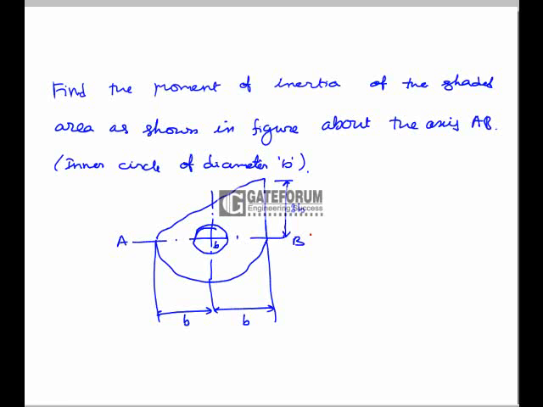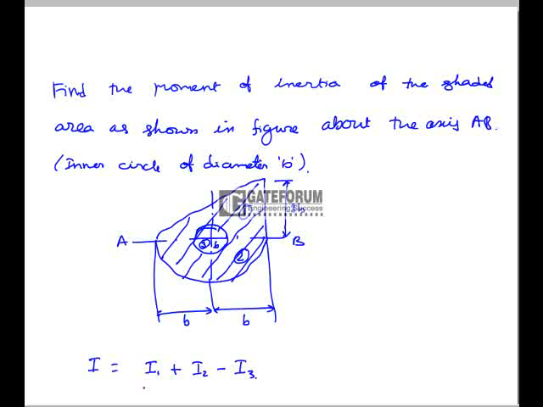The moment of inertia of the shaded area as shown in the figure about axis AB. So here this is the shaded portion of the given diagram. Now divide this portion into three parts: one is a rectangular area, another one is a half circle, and another one is an inner circle. So the total moment of inertia about the axis AB is I1 about the AB plus I2 about the AB minus I3.